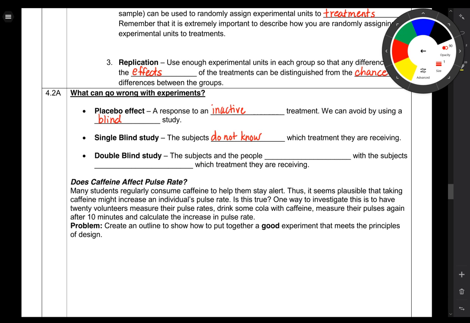In a double blind study, the subjects and the people interacting with the subjects do not know which treatment they are receiving. So in this particular case, if there's a person there to hand out the sodas, that person doesn't know what each group is getting. That person's just handing that out. So in that case, neither the subjects nor the people handing out know which treatment they are receiving.